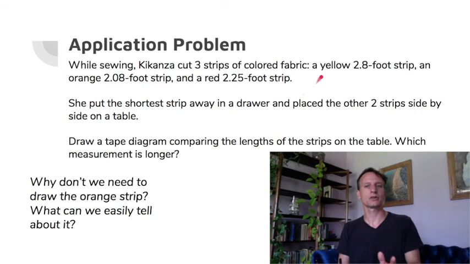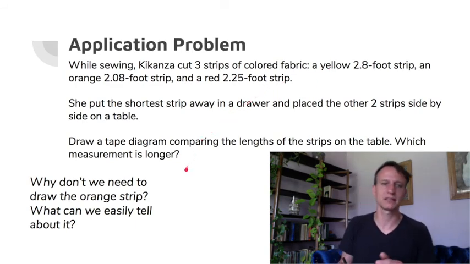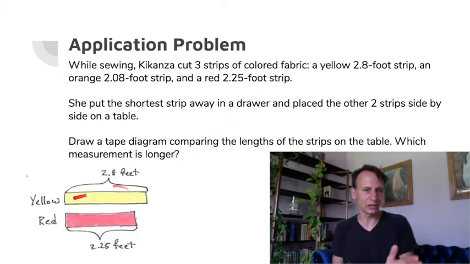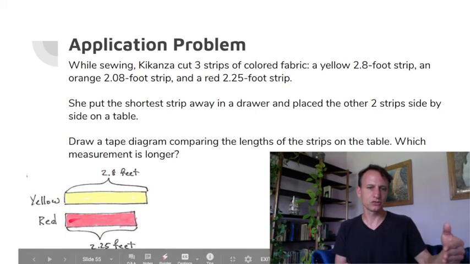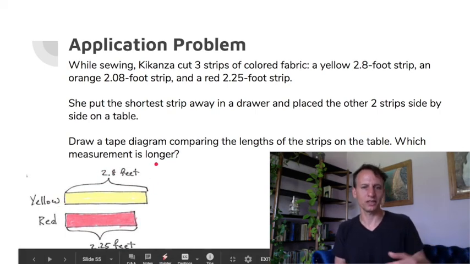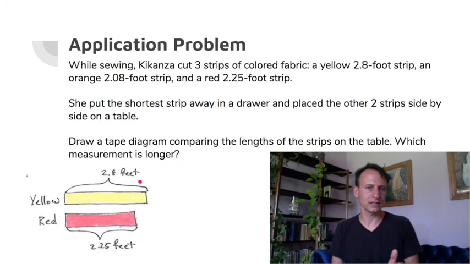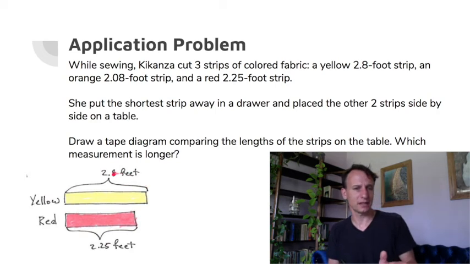So we just are drawing the yellow and the red ones. And let's make it pretty, why don't we? Okay, so yellow is 2 and 8/10 feet. Red, 2 and 25 hundredths feet. And we know that this one is longer. In fact, these numbers should look a little familiar to you. Because this is 2 and 80 hundredths.